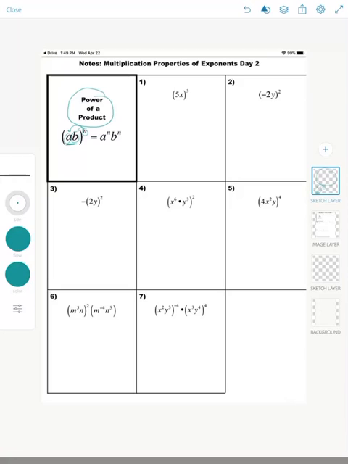And so we're going to see how this applies, and then as we go, it's also going to bring in some of the other rules we've learned if we have to combine things with the same base. So looking at number 1, 5x, and that whole quantity, 5x, is in parentheses to the third power.